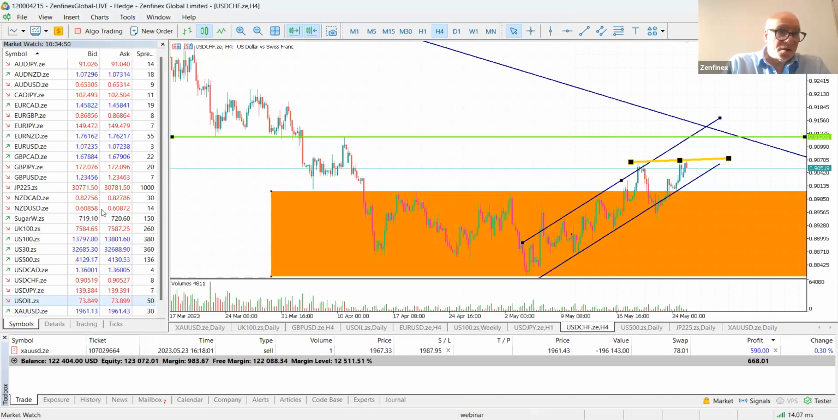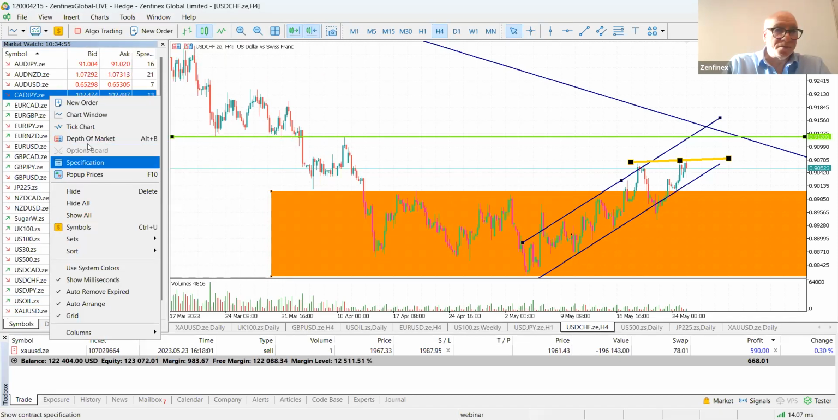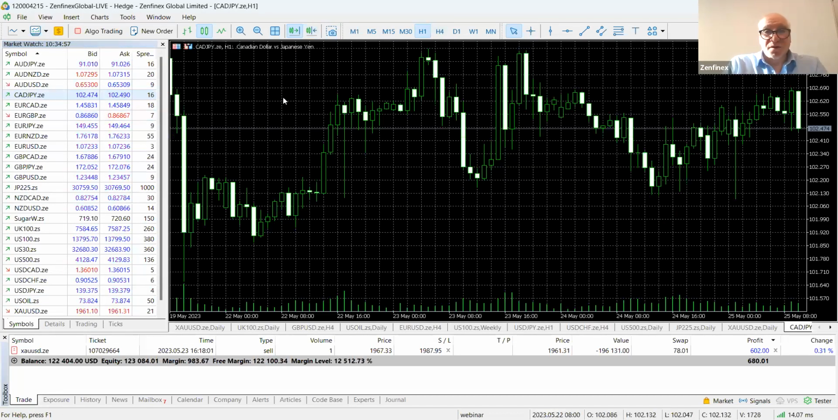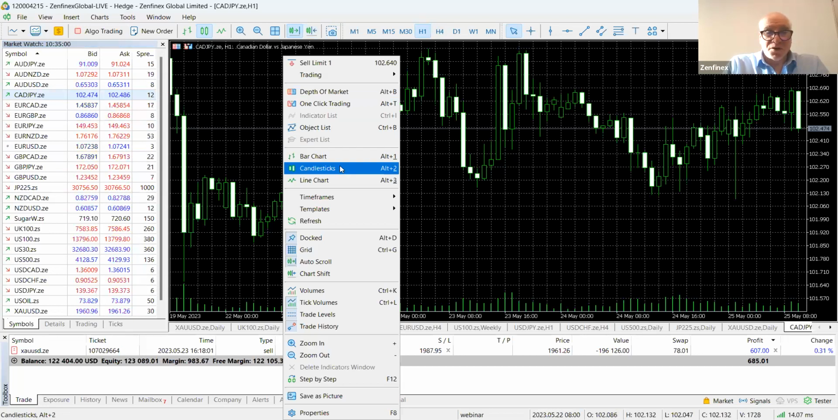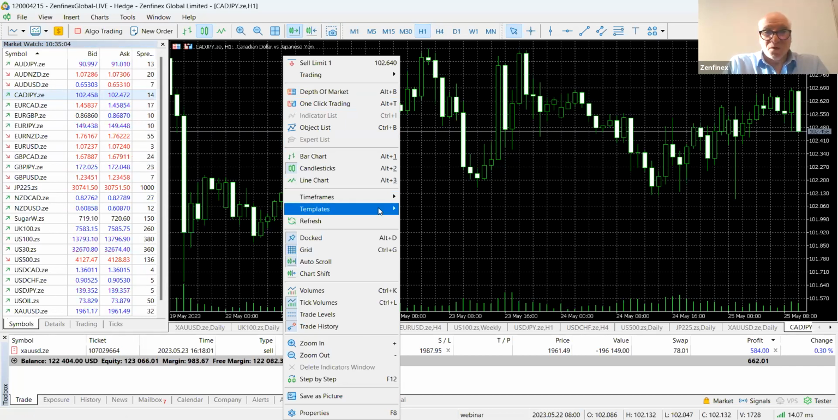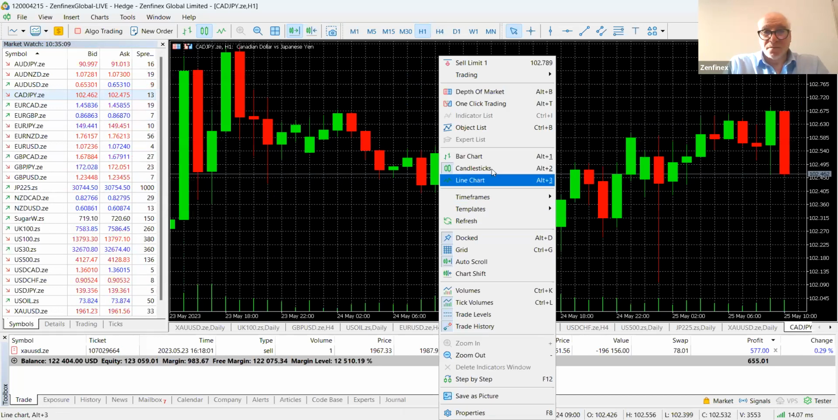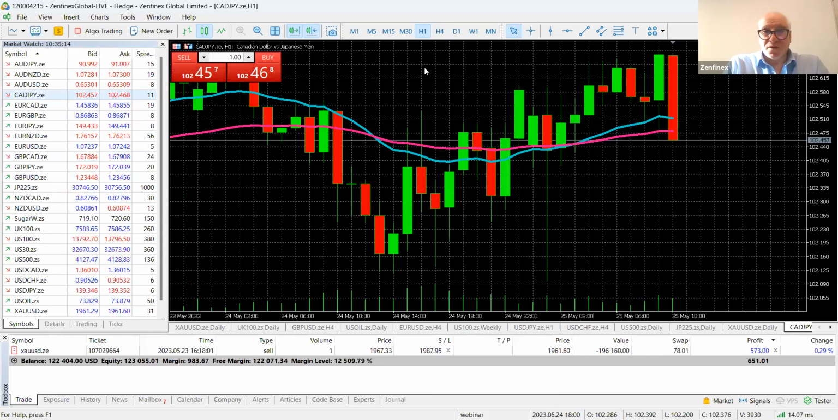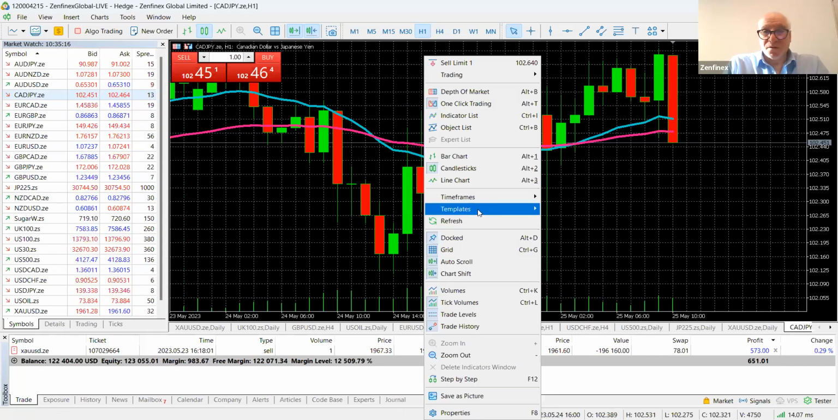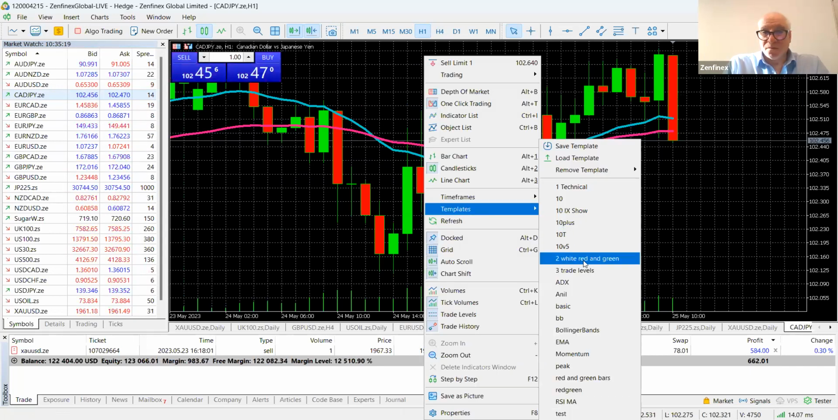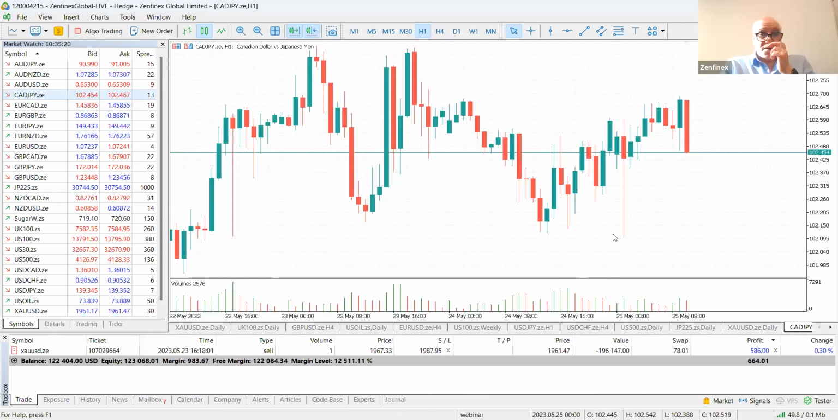Right, so let's, as per request, CAD JPY, start with a new chart. Completely fresh chart. Hard to see on webinar, so I'm going to just go to a template which will make it all quick. Oops, not that one. Template. Not that. That's it. Right, so the request has been, can we have a look at CAD JPY?